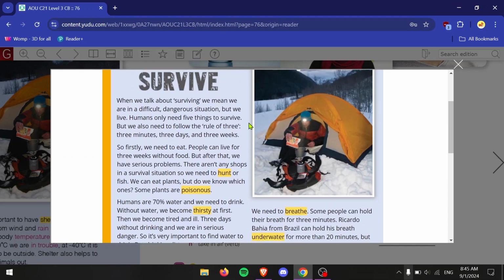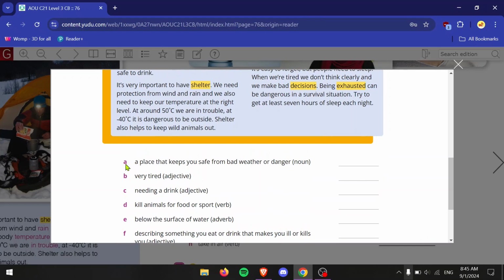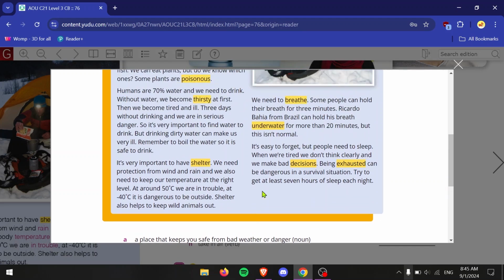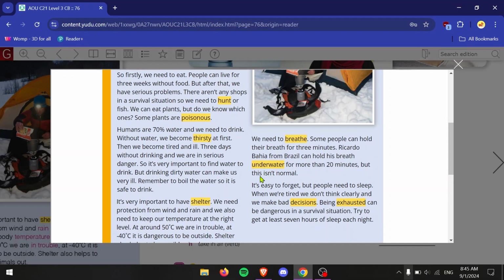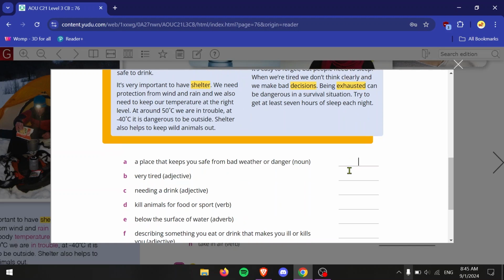Okay? So for example, let's take a look at a place that keeps you safe from bad weather or danger. A place that keeps you safe. This could be something like a home, or it could also be right here. It's very important to have shelter. We need protection from wind and rain, and we also need to keep our temperature at the right level. This is shelter because it keeps you safe from weather and danger.